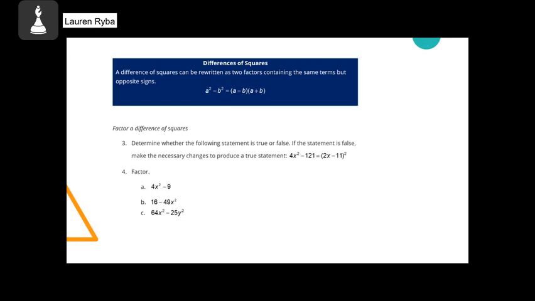This next special case is called a difference of squares. Now, a difference of squares has to only have two terms first off. Then it has to have a subtraction, and they both have to be perfect squares. So this first term is a perfect square, the second term is a perfect square, and there has to be a subtraction between them. The results you're going to get are a minus b and a plus b.